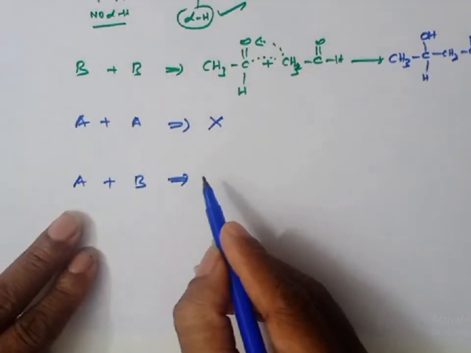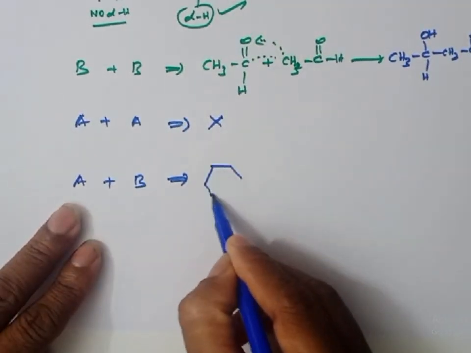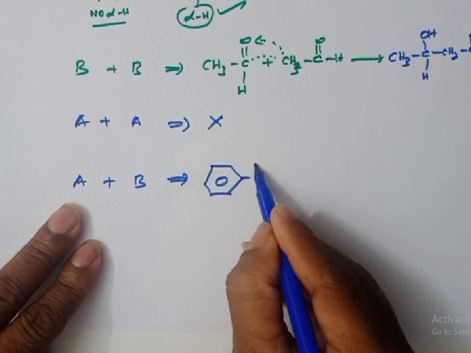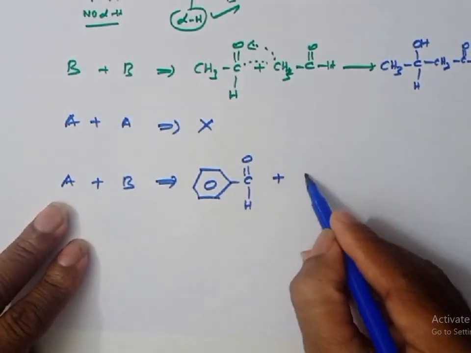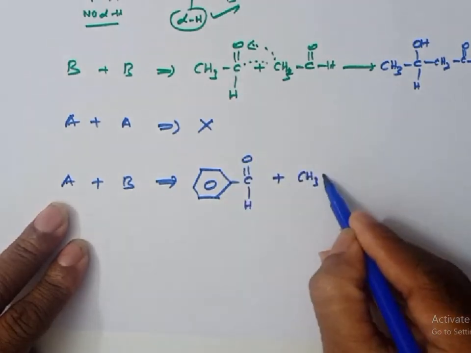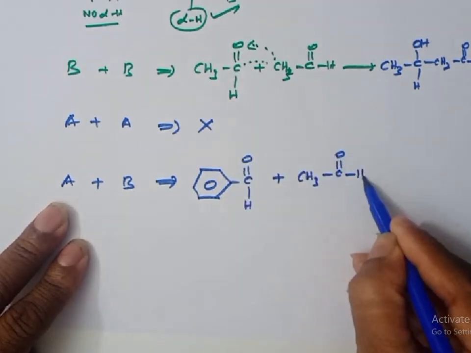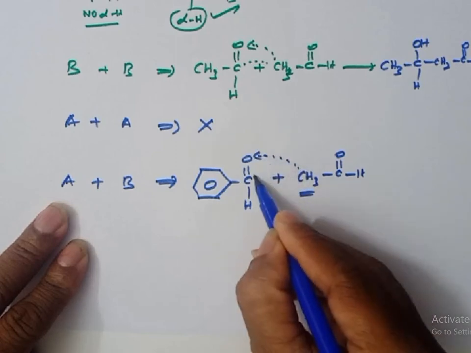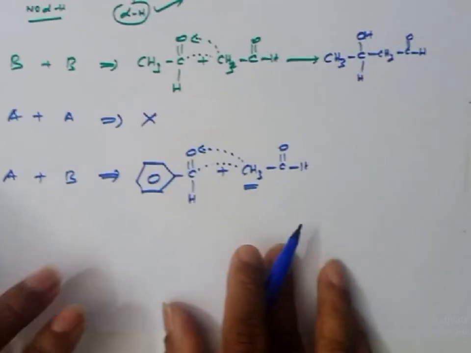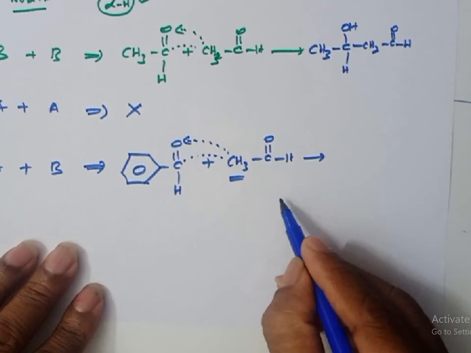How? Let me take the A molecule. This is the A molecule, benzaldehyde, plus B, which has alpha hydrogen, so it can form enolate ion. Transfer one hydrogen to this oxygen and connect the two carbons. So you will get this product.